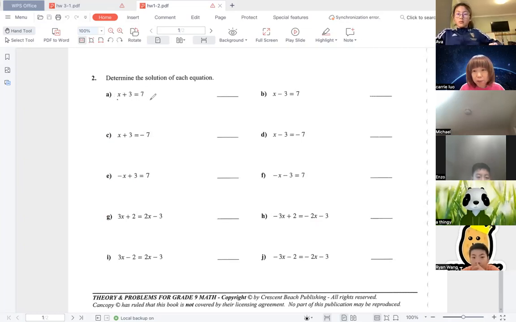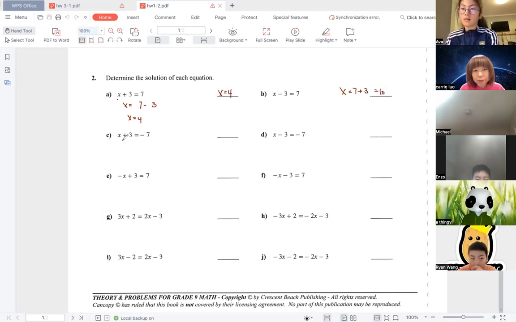So x plus 3 equals 7. Ava, very easy. x equals what? 7 minus 3. So x equals 4, right? Very good. So x minus 3 equals 7, so x equals 7 plus 3, which equals 10. Get it, everybody? So the second one, x equals -7 minus 3 equals -10.